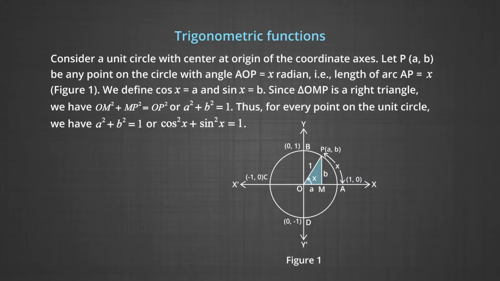Since triangle OMP is a right triangle, we have OM square plus MP square equals OP square, or a square plus b square is equal to 1. Thus, for every point on a unit circle, we have a square plus b square is equal to 1, which can also be stated as cos square x plus sin square x is equal to 1.